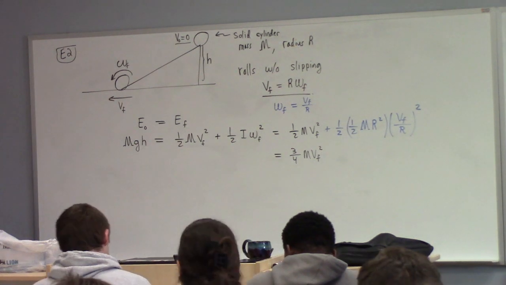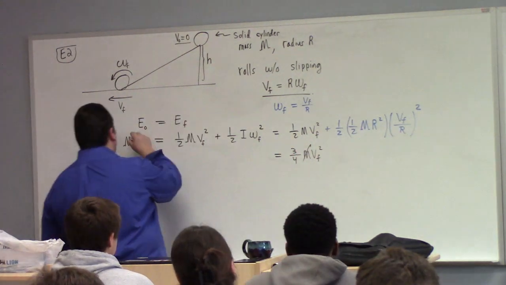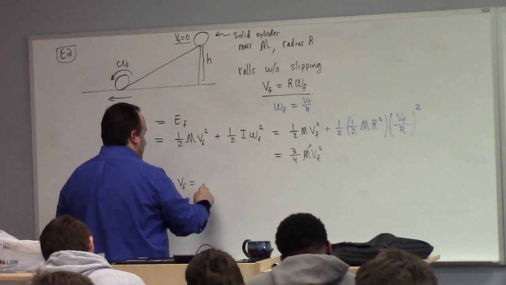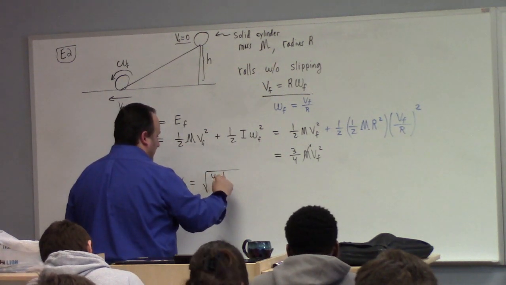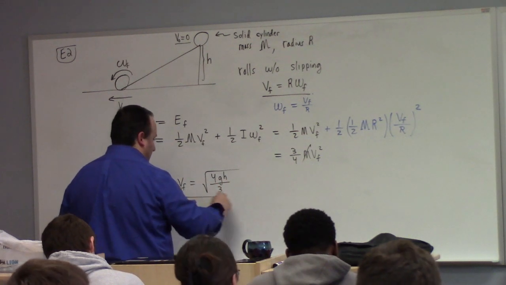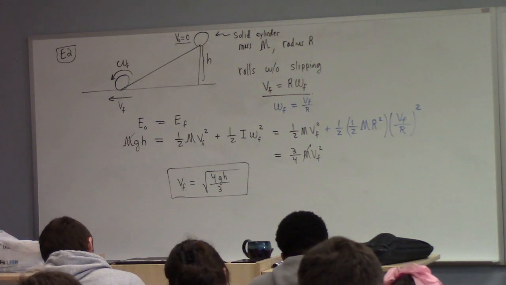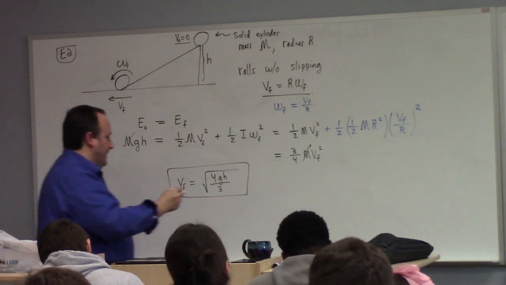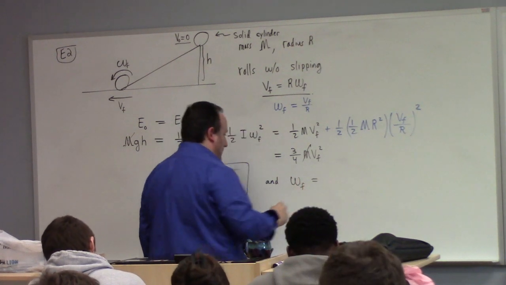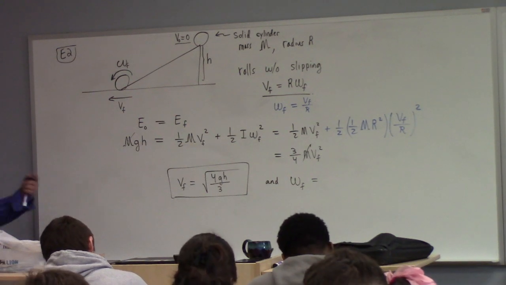Okay, so then what? Well, if we want to find VF, solve for it, right? The M's cancel. So VF equals the square root of 4GH divided by 3 in this situation. What's the final angular velocity? Omega F is what? We just divide that by R, right?